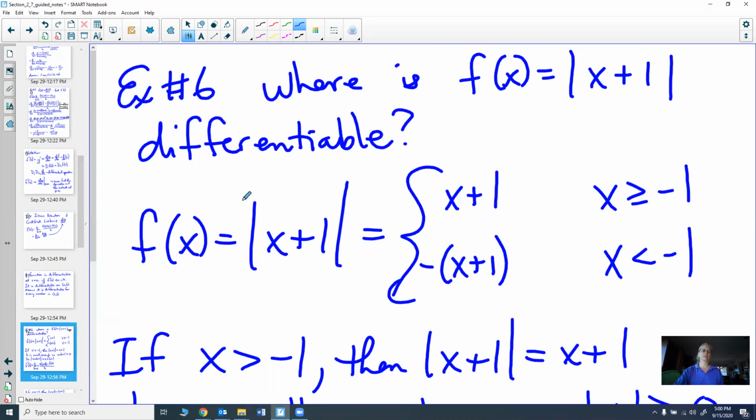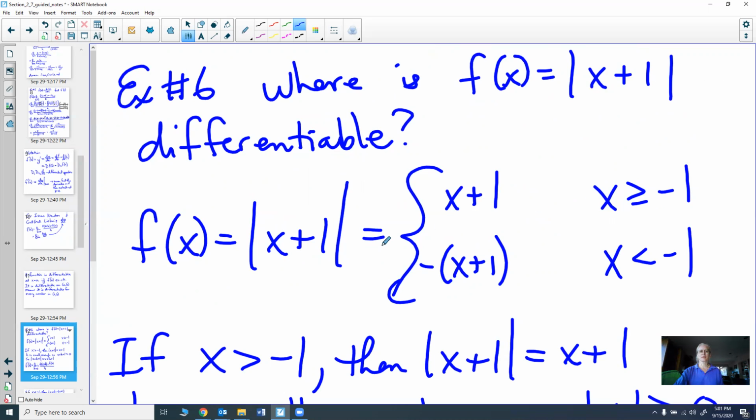So what I want to do is show you an example of where we have a function like that. Here we want to know where is f of x equals the absolute value of x plus 1 differentiable. My function is the absolute value of x plus 1, and in piecewise notation, this really means if your x is greater than or equal to -1, in other words, you're going to get a positive number in here, then it's just the thing that's here.